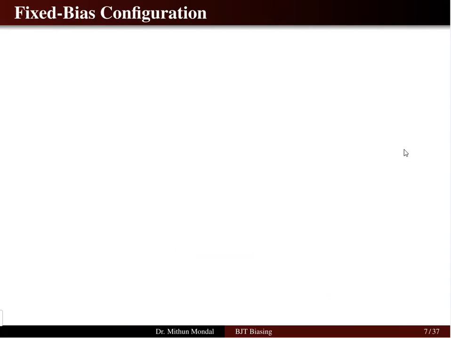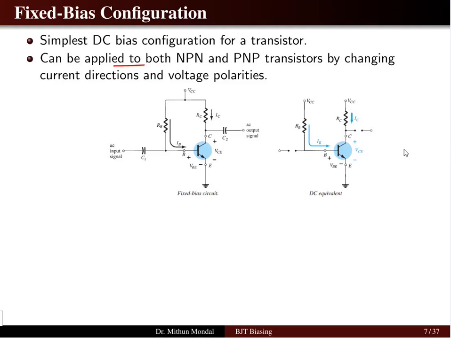Where the device amplification process will take place. So the first configuration, which is our topic for today's lecture, is the fixed bias configuration. In Lecture 6B and 6C, we will discuss the other types of configuration. Fixed bias is basically the simplest DC bias configuration for a transistor and it can be applied to both NPN and PNP transistors by just changing the direction of the current and the voltage polarity.